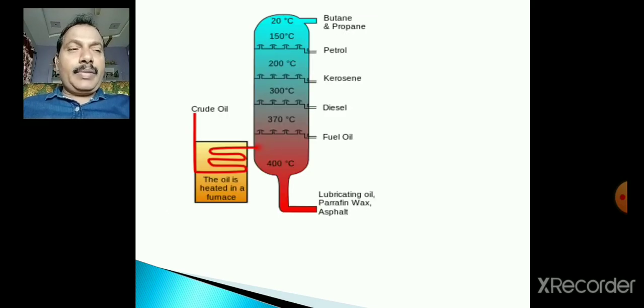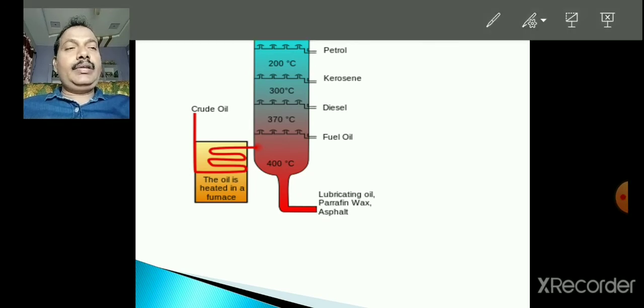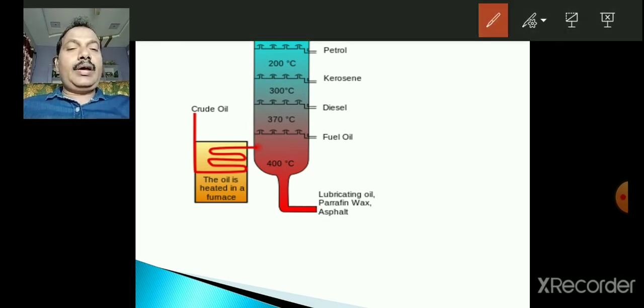Now you can remember here, instead of that list, you can see the actual oil and natural gas industry. It is operating like this. This is the distillation column. You see the crude oil here. The oil is heated in the furnace, so that crude oil, after heating, is pumped into the distillation column. If you observe here, the distillation column has different sections.